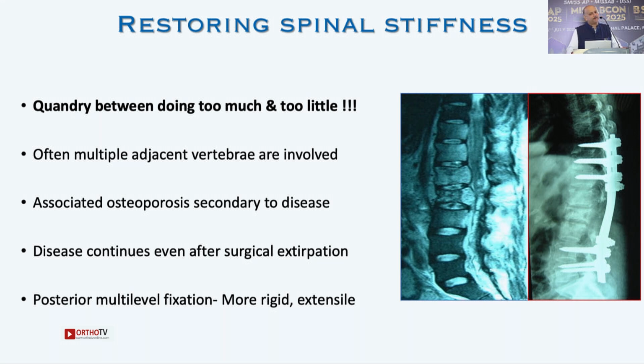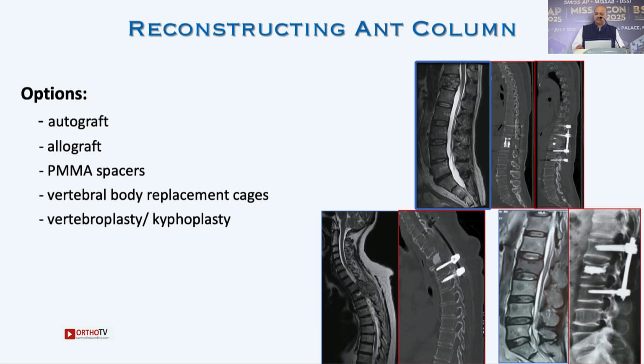The quandary for a spine surgeon is always between doing too much and too little. Often there are multiple adjacent vertebrae which are involved. There is associated osteoporosis secondary to disease. Unlike in a TB, where even if the bone is not too good you can still get away, here the disease even continues after surgical extirpation. And therefore, you have to consider all these things, and short segment fixation is not something which is advisable in a metastatic setting. Posterior multi-level constructs are the procedures of choice.